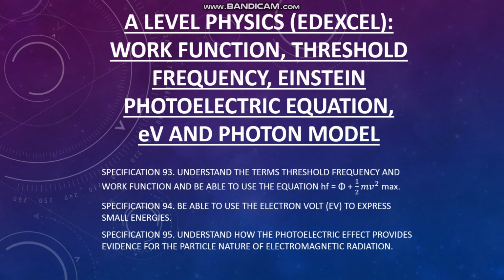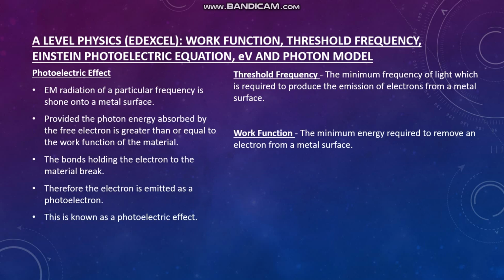electromagnetic radiation. So, we need to first recap what the photoelectric effect is. Basically, electromagnetic radiation of a particular frequency, such as ultraviolet light, is shone onto a metal surface, and provided that the photon energy absorbed by the free electron present on the metal surface is greater than or equal to the work function of the material, the bonds holding the electron to the material break, and therefore the electron is emitted as a photoelectron. This process is known as the photoelectric effect.